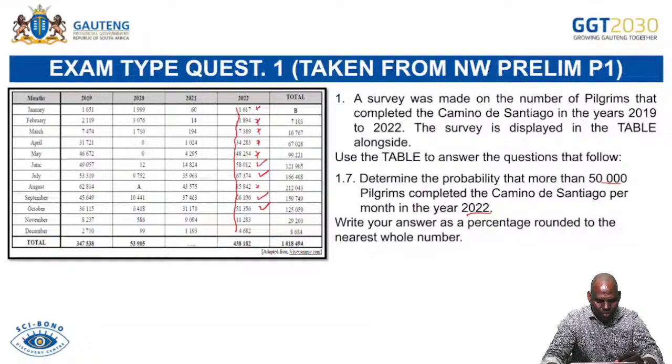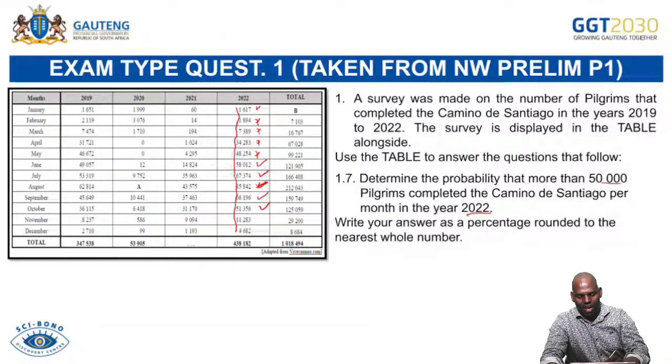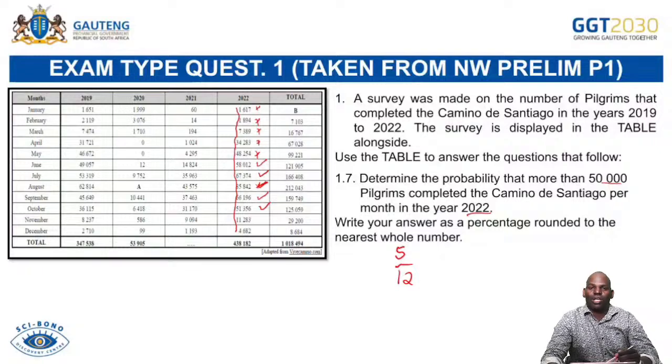Okay, I think this one is 85,000. Okay, this is 85,842. So I'll get 1, 2, 3, 4, 5. So it's 5 over, how many are they? Over 12. Okay, so there's the probability.